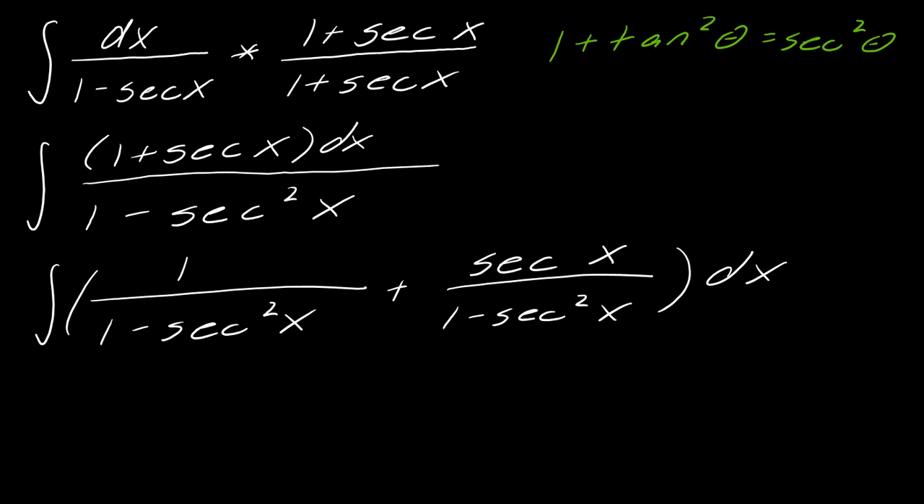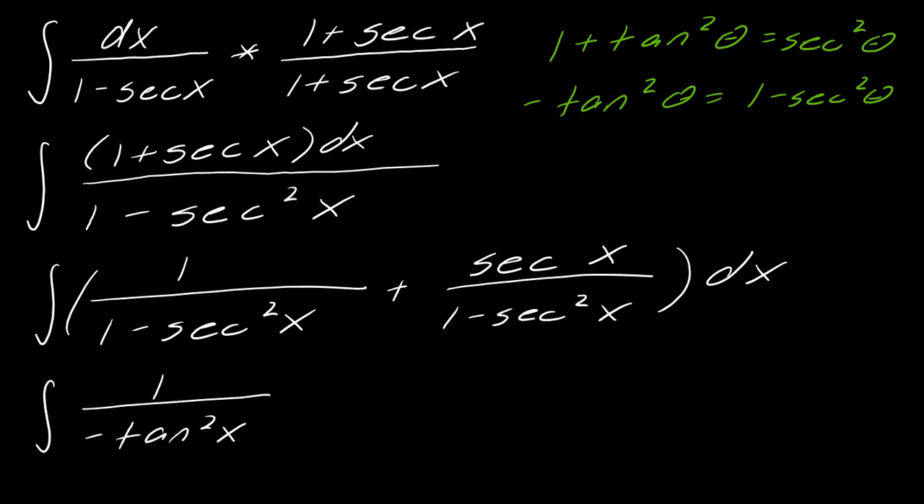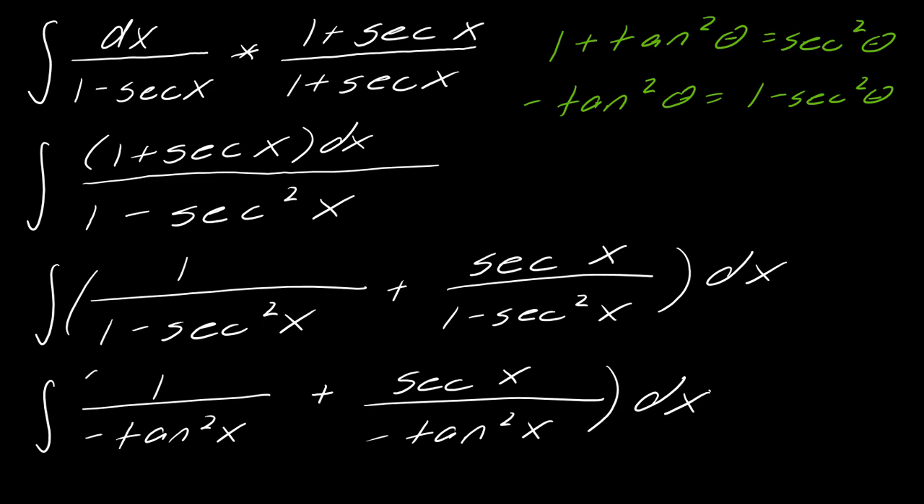So if I manipulate this, what I will get is that negative tangent squared theta equals 1 minus secant squared theta. So this identity here I can actually use with this problem. So everything now can be rewritten as 1 over negative tangent squared x minus secant x over negative, this should have been plus, tangent squared x. Okay, and so now I think we're making some progress here. So now let's make some space.